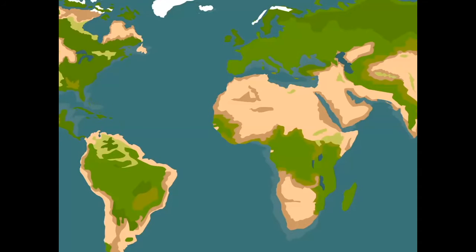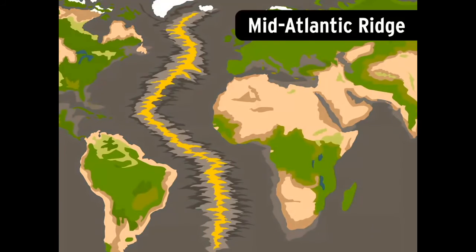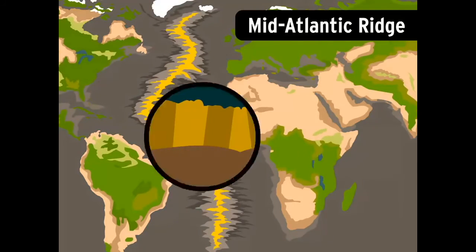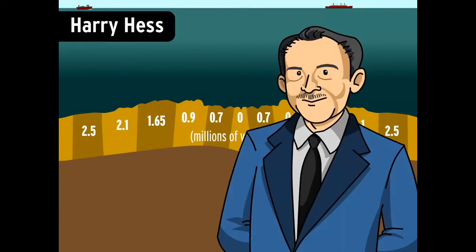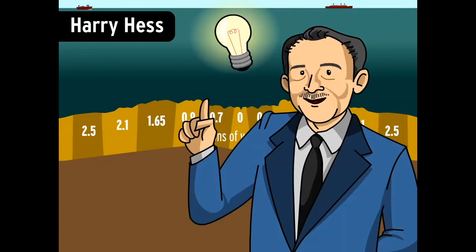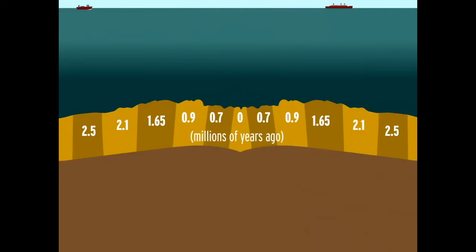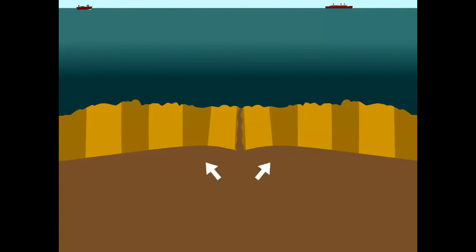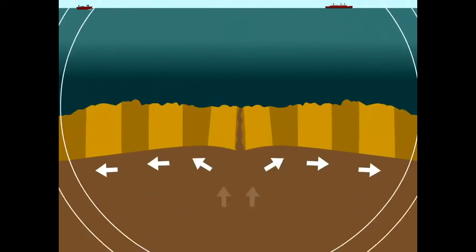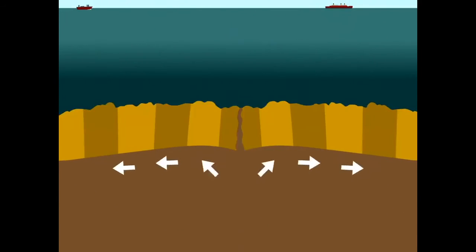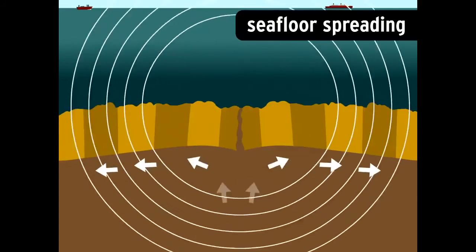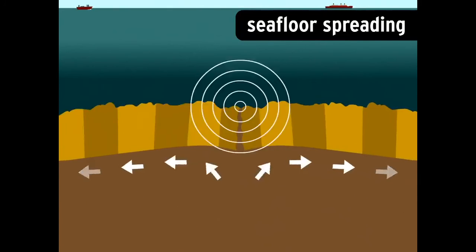In the 1950s, scientists began mapping the Mid-Atlantic Ridge. It's a mountain range running 10,000 miles along the ocean floor. Tests revealed that the farther you got from the ridge, the older the seafloor was. So a geologist named Harry Hess proposed a revolutionary idea. New seafloor was forming at the ridge and spreading outward to make room for more. In other words, the surface of the planet was moving. Hess called this process seafloor spreading. It seemed to indicate that rock was being forced up from inside the planet.